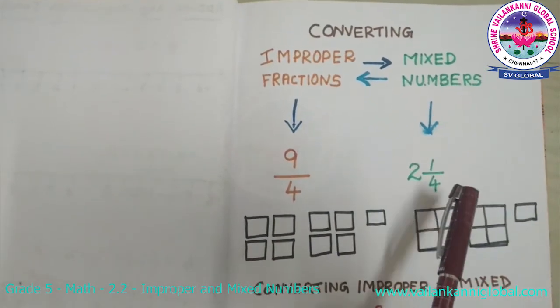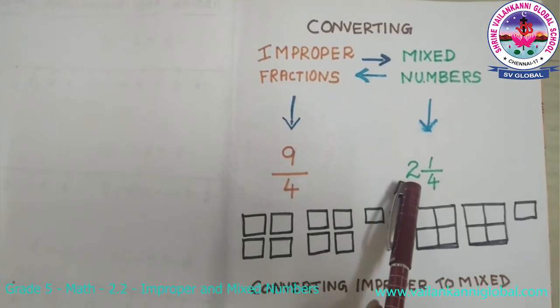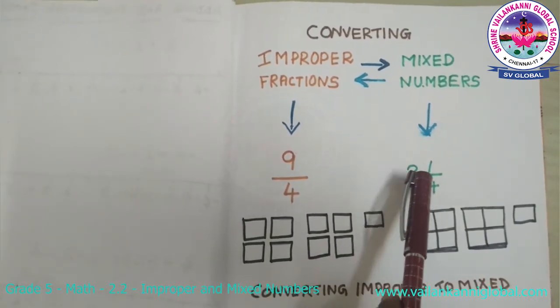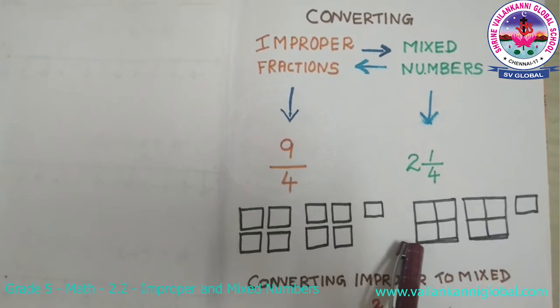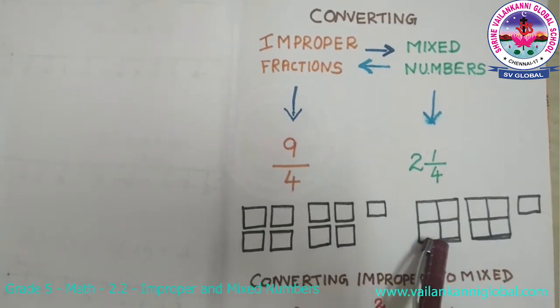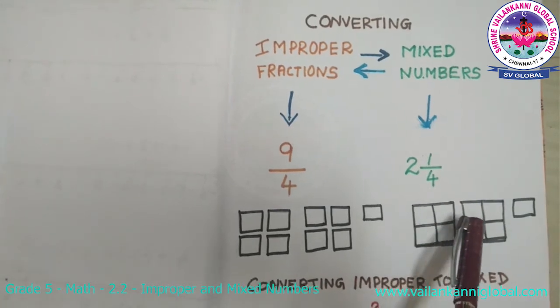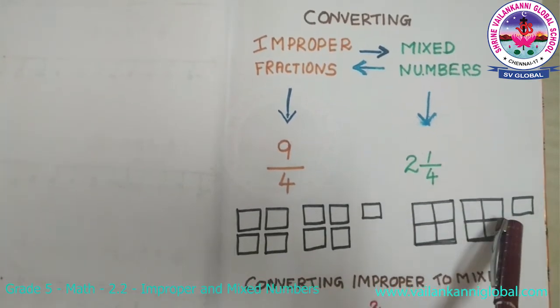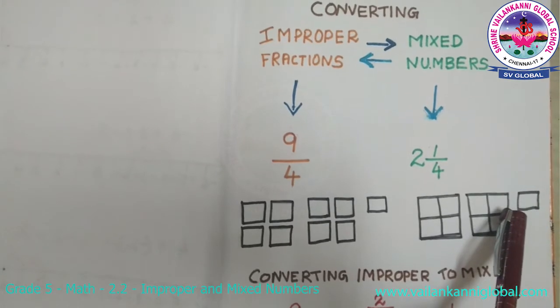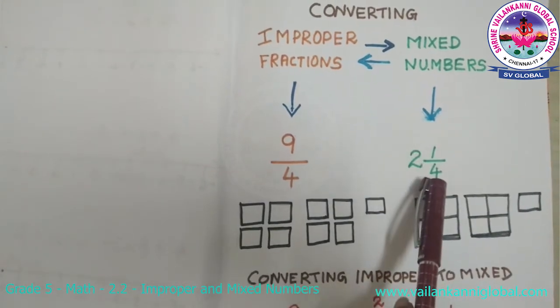A mixed number is nothing but using the whole as well as the fraction. So this one is the whole. How many wholes are we using here? We are using 2 wholes. Then how many parts of the whole did we use? That is 1 by 4.